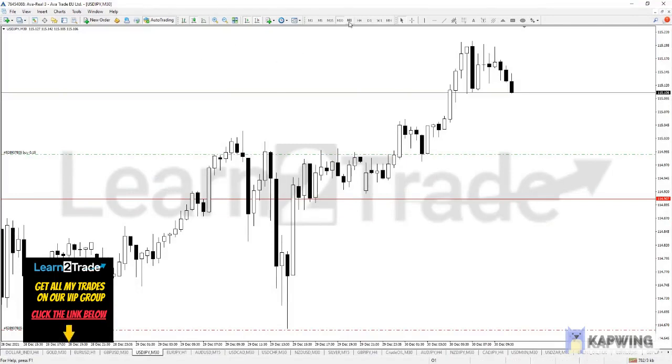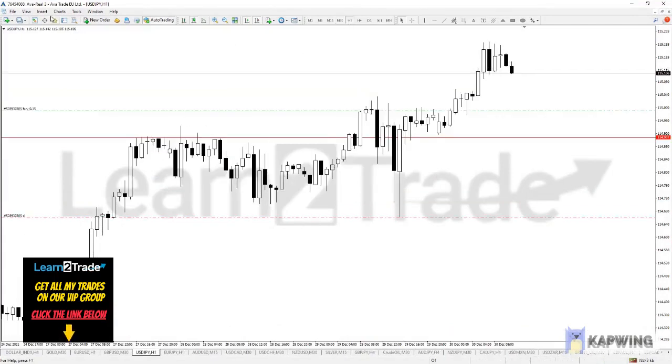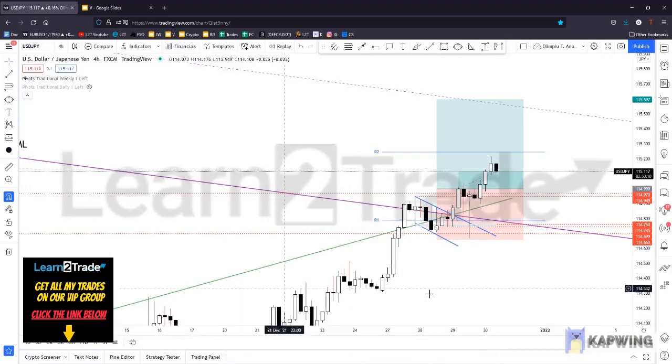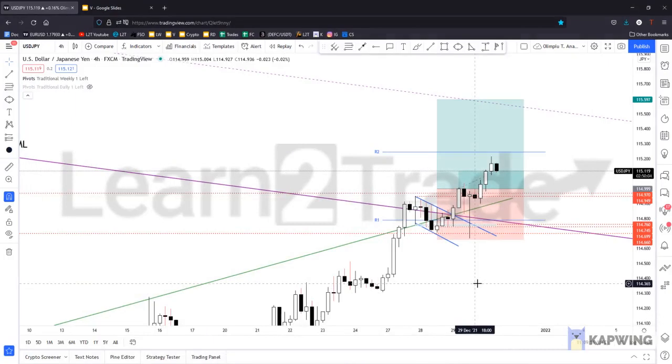Please take a look at my real account. You can see that I've had the same position. Please take a look here. US dollar Japanese yen, 114.99, 114.66, and the trade runs in a profit. So it's crucial to know where to hide or to place your stop loss.